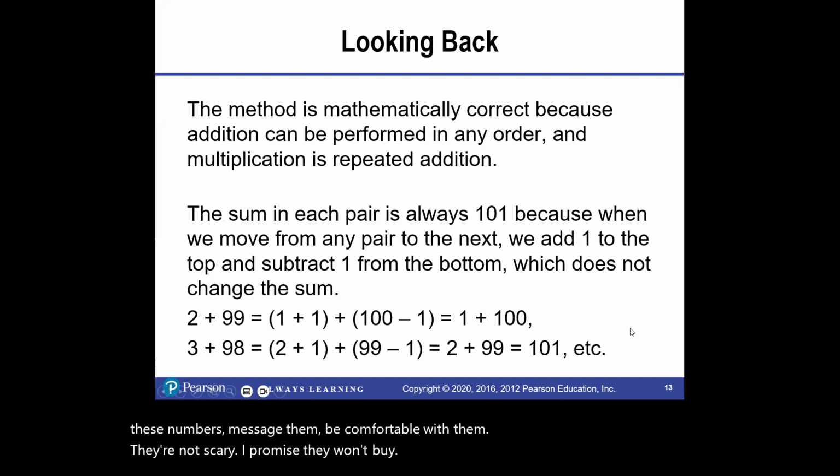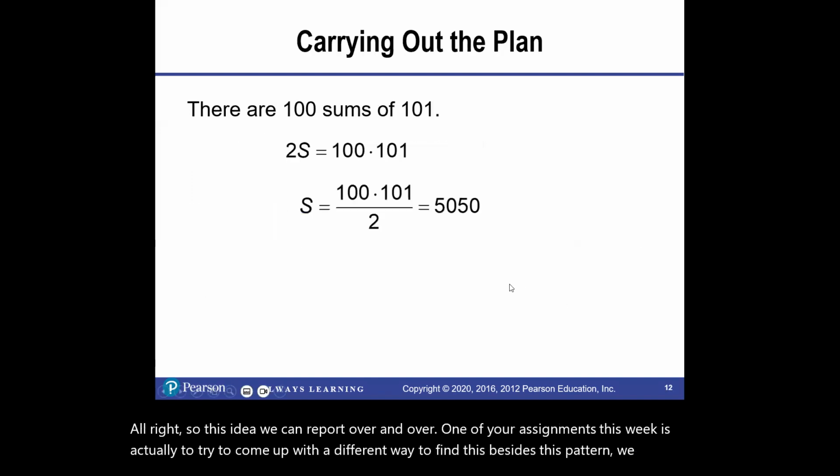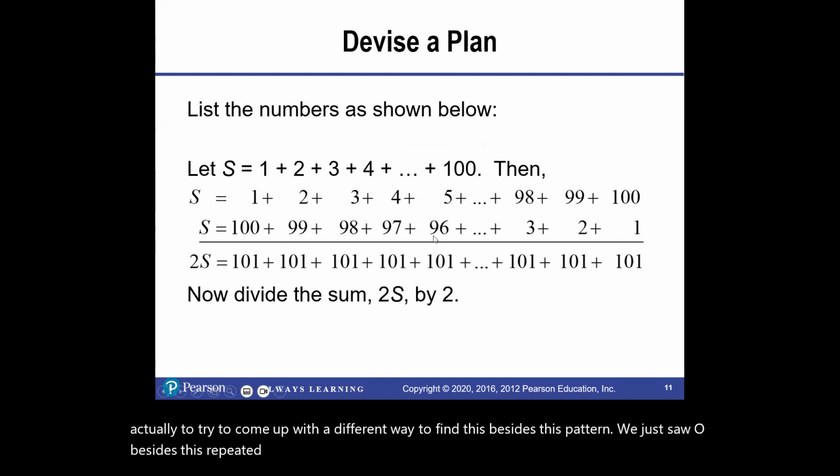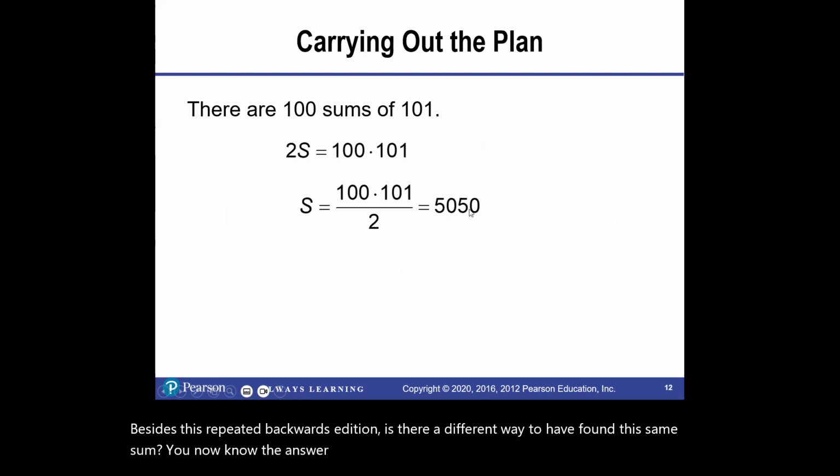All right, so this idea we can repeat over and over. One of your assignments this week is actually to try to come up with a different way to find this besides this pattern we just saw. So besides this repeated backwards addition, is there a different way to have found the same sum? You now know the answer. Can you work it out differently?